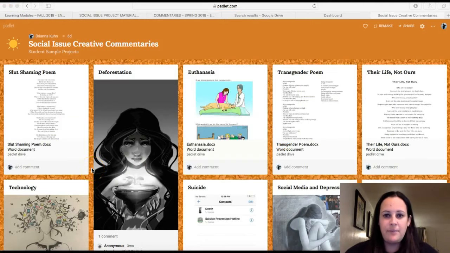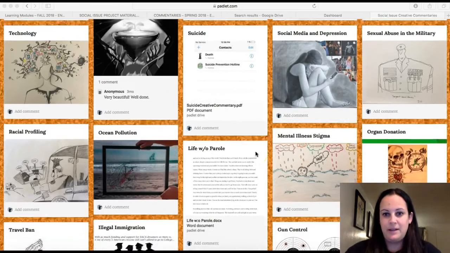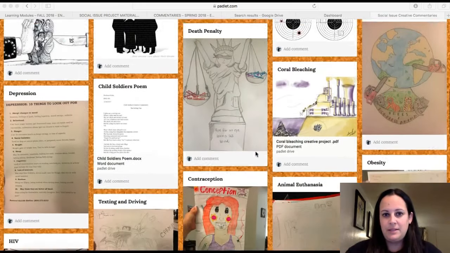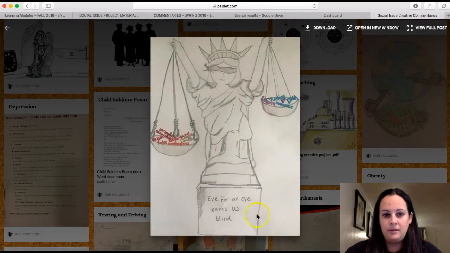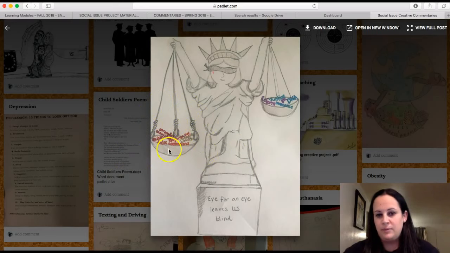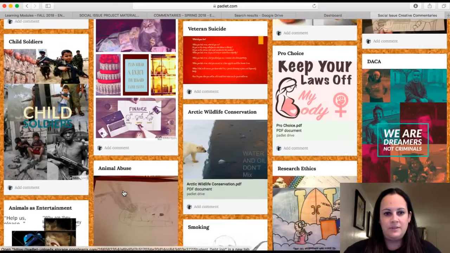So I've created a Padlet for our course for our creative commentaries. So you can go on here, and obviously more than hand washing and death penalty, right? But there's so many samples. This is actually the death penalty one right here from our sample set. Right, so you notice she drew a picture of the Statue of Liberty, and she's being weighed down on one side because of capital punishment. And then you can see all of these different samples here.